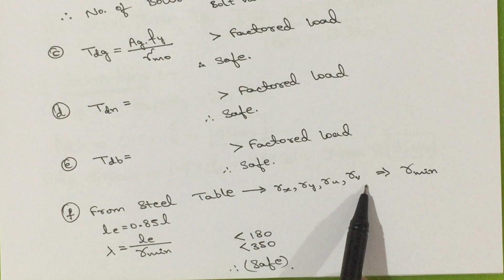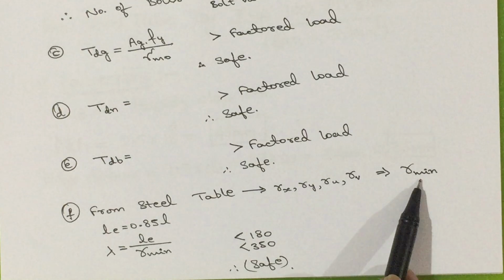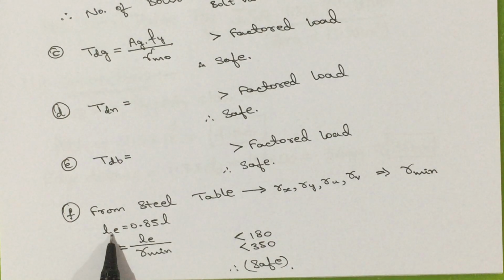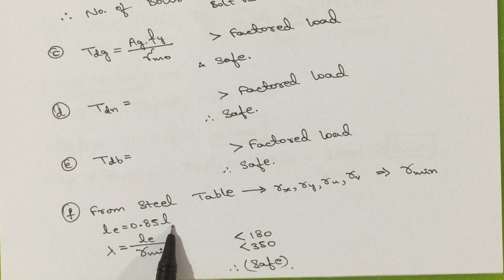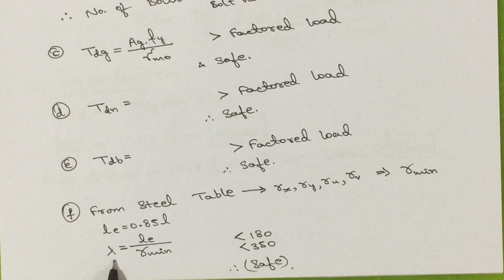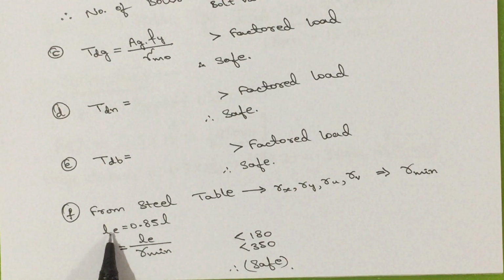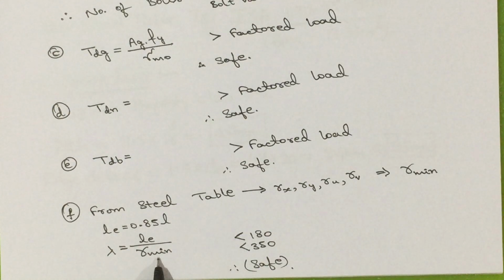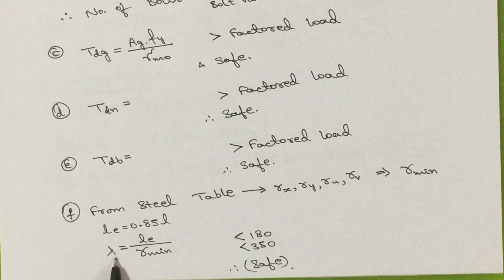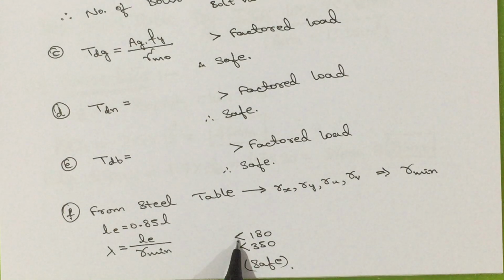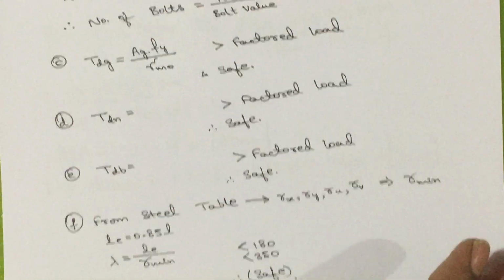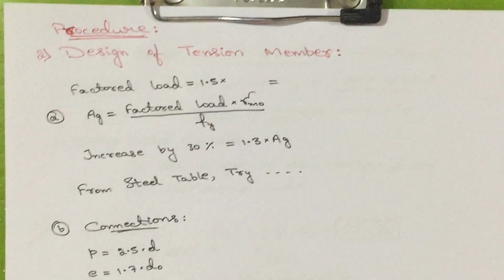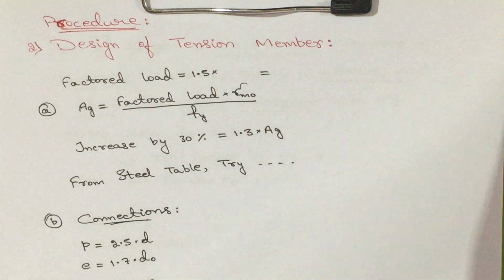The least of these four will give you the R minimum radius of gyration. Then effective length is given by 0.85 times of the length. Therefore, slenderness ratio lambda is given by Le divided by R minimum. Then this value should be less than 180 and less than 350. Therefore, our design will be safe. This is the actual procedure. So, let us solve the problems as per the procedure stated.